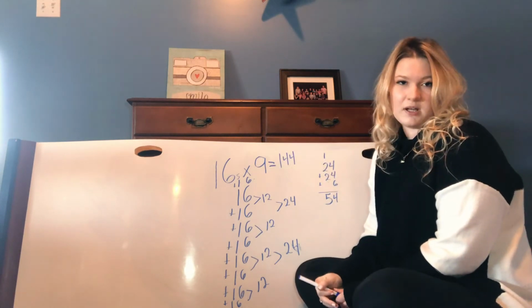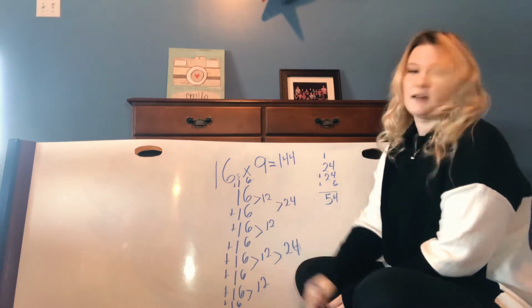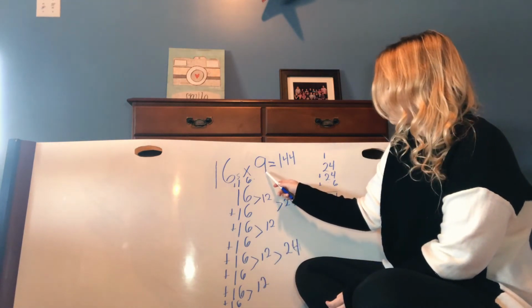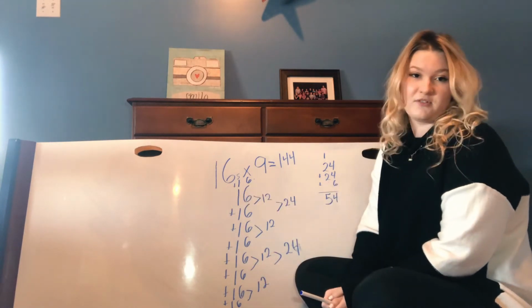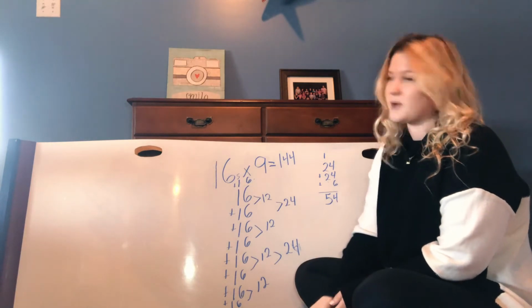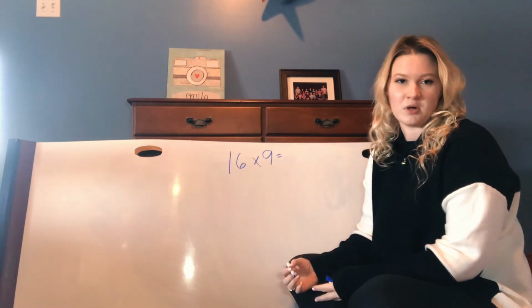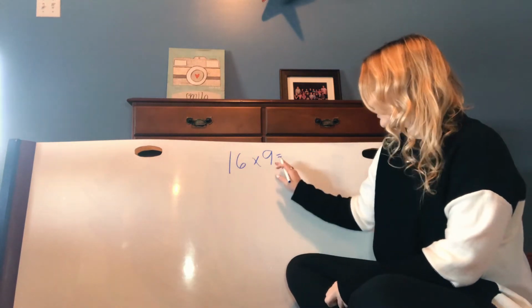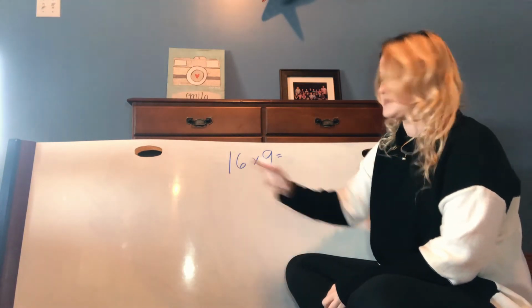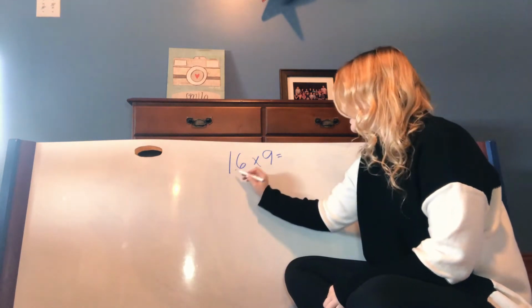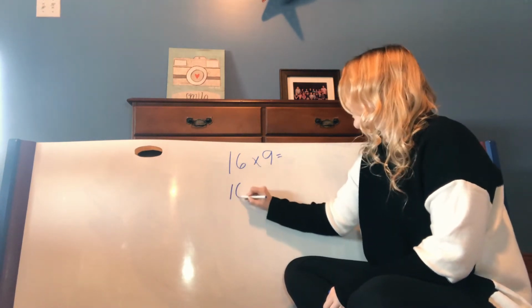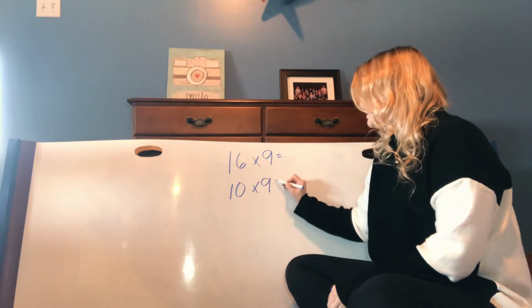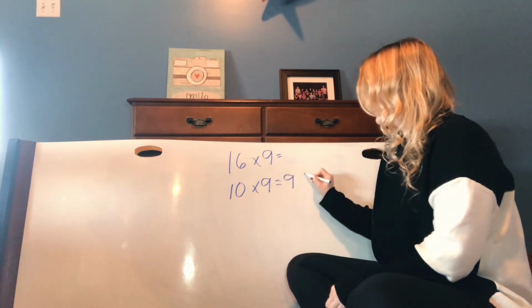So you could do it that way with lots of repeated addition until you get the number of groups that you have in your equation, or you can try it this way. This time we're going to break the equation apart into easier equations that we already know. So for example, I know that 9 times 10 is 90. So instead of 16 times 9, I'm going to write 10 times 9. And I know that that's 90.